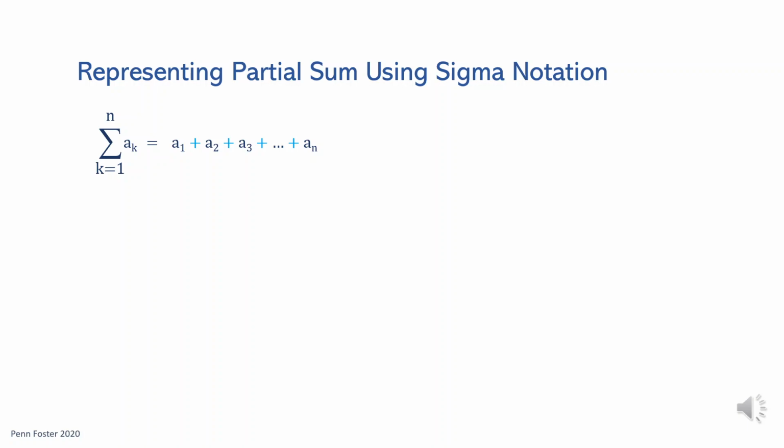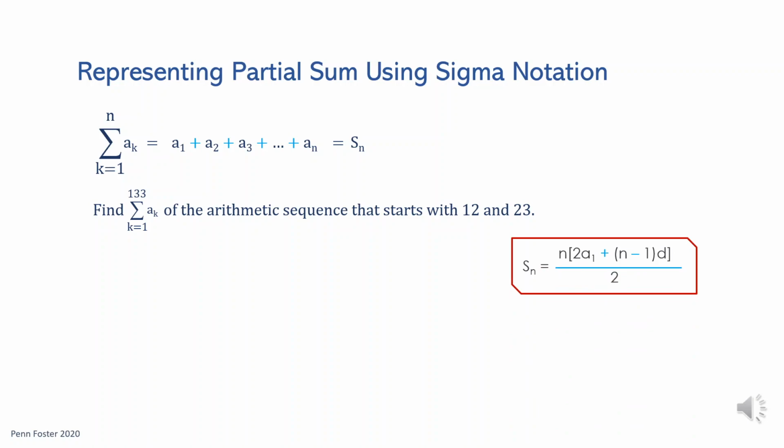So the summation of terms 1 up to n, including the 133rd term, is calculated using the same formula as before. Find d using the first two given terms. Plug in values and evaluate following proper order of operations. The partial sum of the first 133 terms is 98,154.